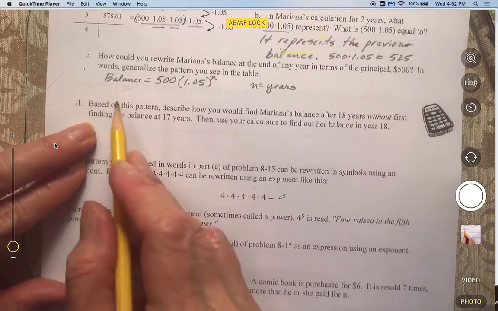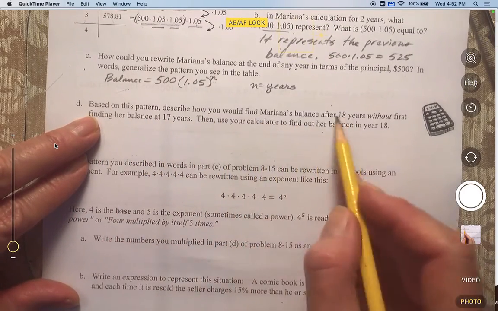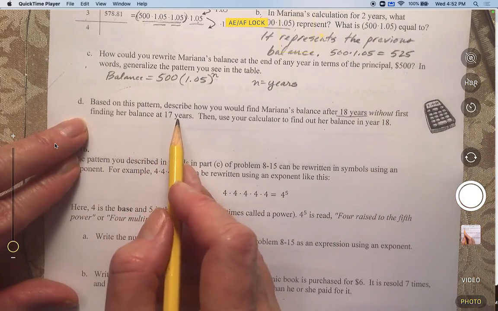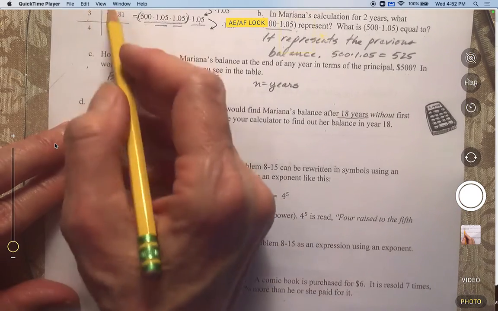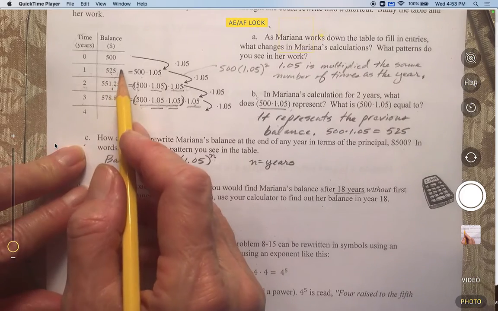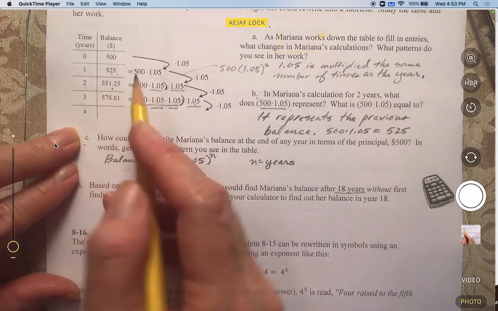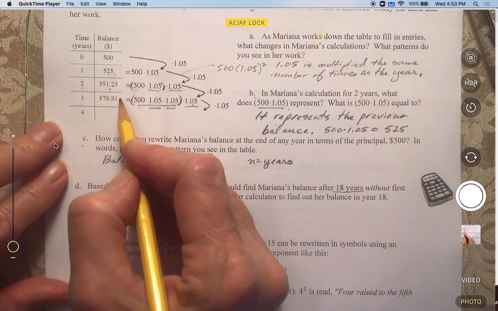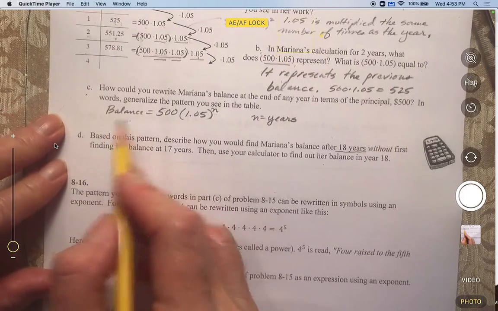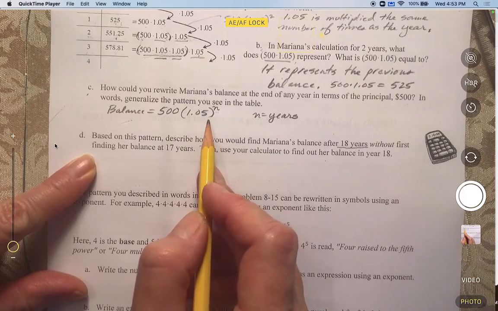Okay, so now, based on this pattern, describe how you would find Mariana's balance after 18 years without first finding her balance of 17 years. Okay, so before, when we were calculating, we just took the previous balance and then we multiplied it times 1.05 to get the new balance, and then we would multiply that by 1.05 to get the next balance. But we're not going to do that in this case. We're going to actually use our new rule.